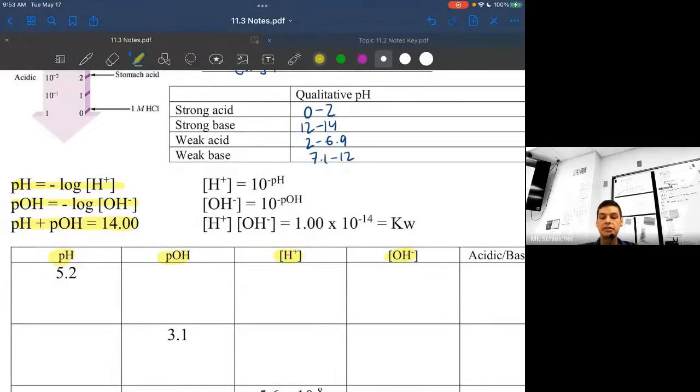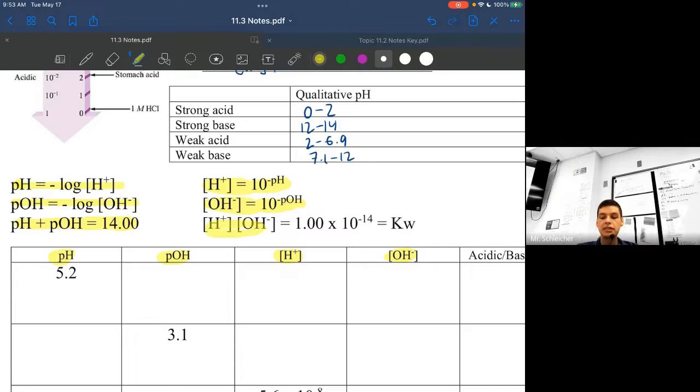The other mathematical relationships we want to know are, what if we have the pH and we want to know the concentration of H plus? Then we do 10 to the power of negative pH, and you get the concentration of H plus. Really similarly, if you have the pOH and you want the concentration of OH minus, you do 10 to the power of negative pOH, and then you get the concentration of OH minus.